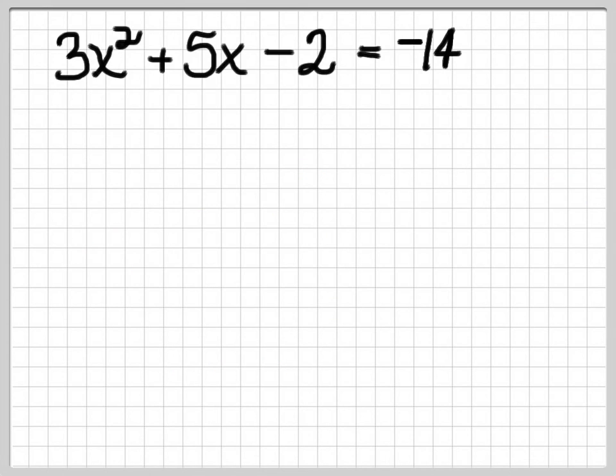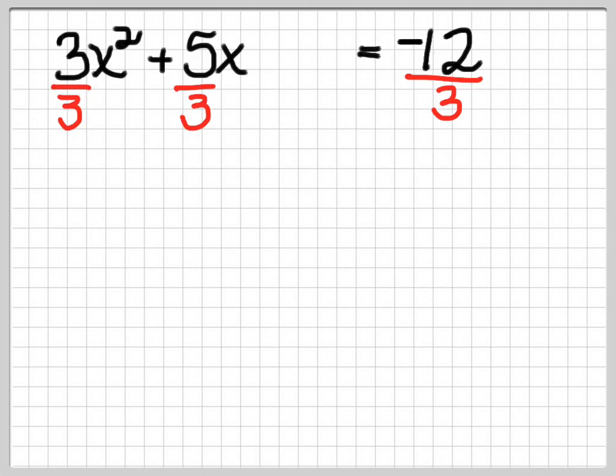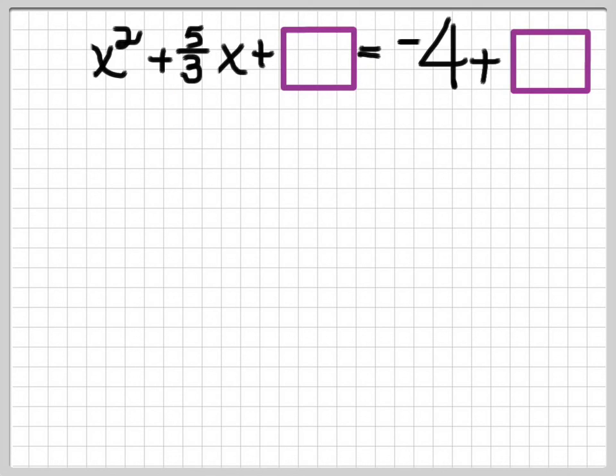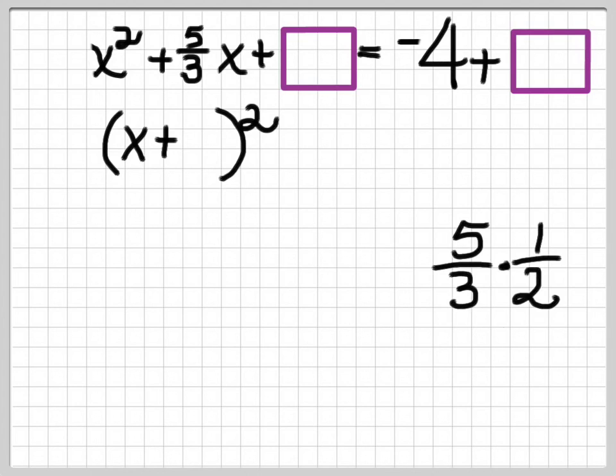Okay, let's look at one more. This time, we're going to, again, pull that constant over to the right-hand side. And we need to divide by 3 this time. We need to get rid of that 3. This needs to be a 1. It has to be a 1 in order to complete the square. All right, and this is what we get. The number that we put in the box is half of b squared. So when we factor it, it's just half of 5/3. Half of 5/3 is 5/6. So the number that goes in the box is that number squared.